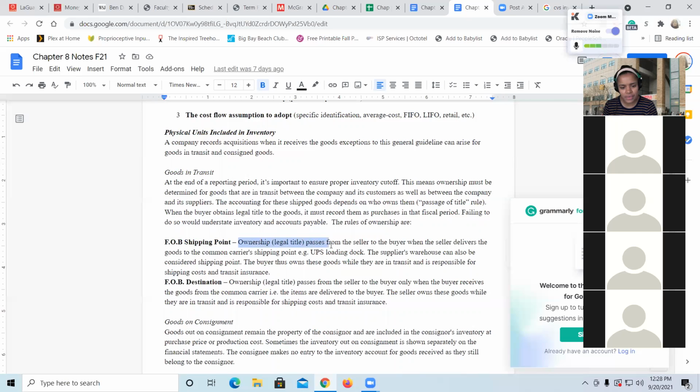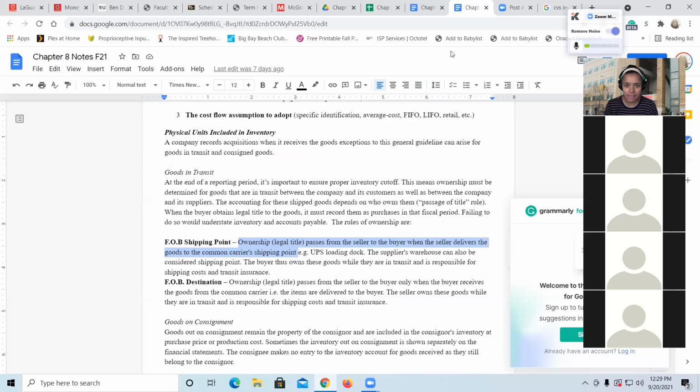So what are the rules? Ownership passes from the seller to the buyer when the seller delivers the goods to the common carrier shipping point. That's for FOB shipping point. So let's imagine that I buy something from Amazon and it's FOB shipping point. As soon as Amazon loads it onto one of their trucks, that item now belongs to me, if I bought it FOB shipping point. And so if I'm doing my inventory, even though I don't have the item in my possession, I still have to include it in my inventory.